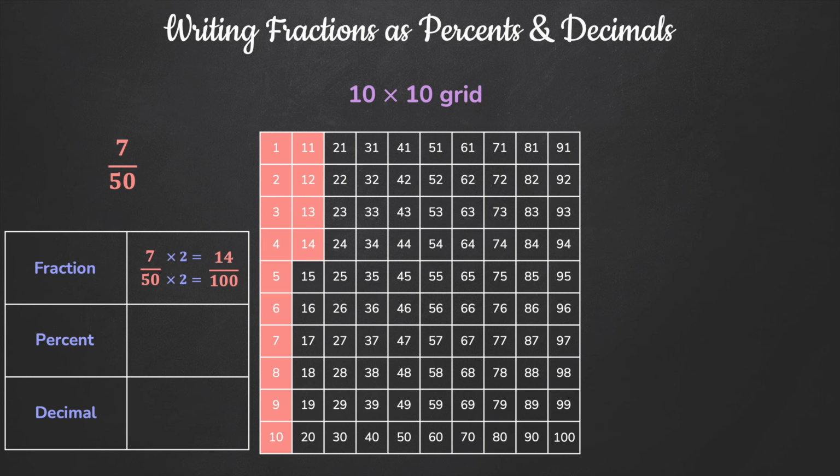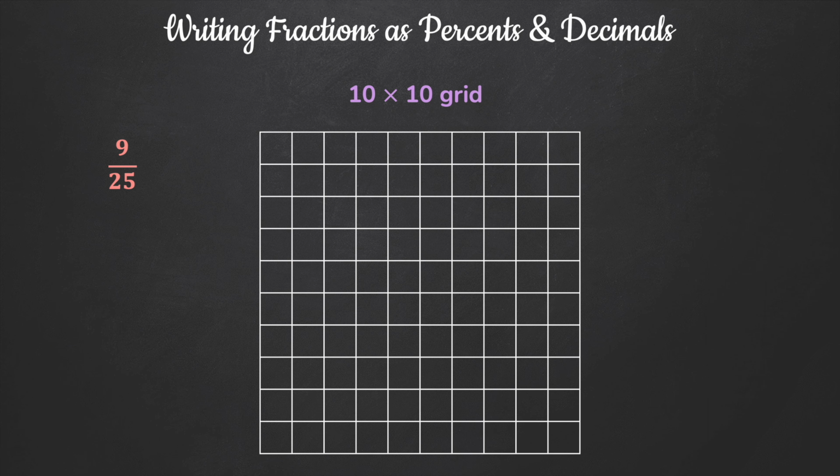So we're going to go ahead and shade that in. So that is the same as 14%. And then as a decimal, this is going to be 14 hundredths. Again, just think of each box as 1 cent. And because we have 14, that would be similar to 14 cents.